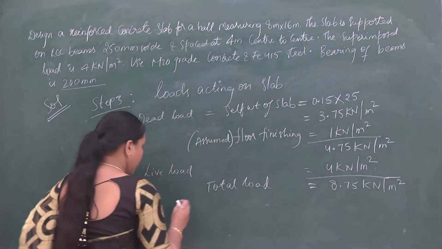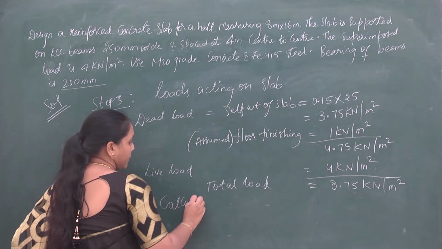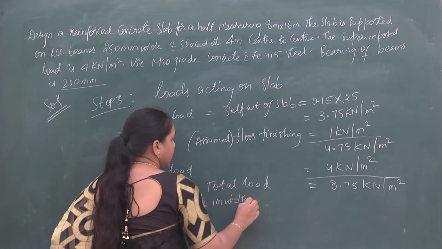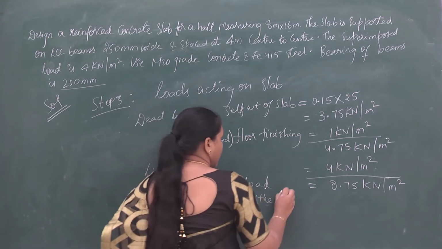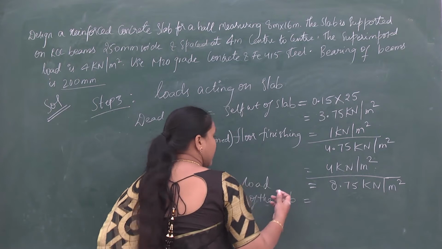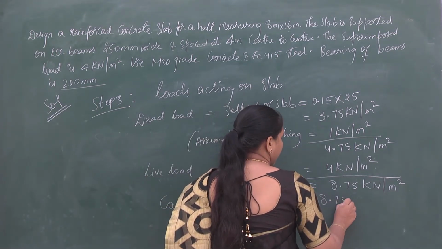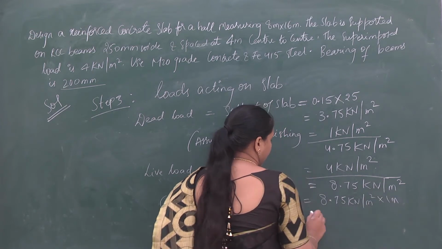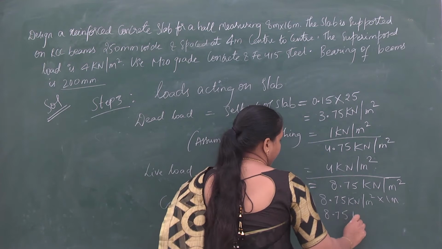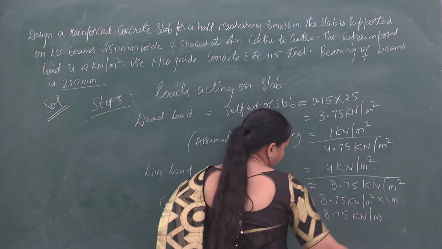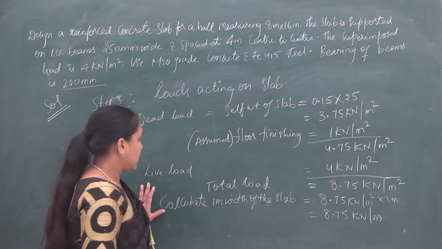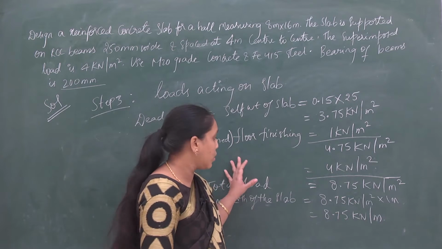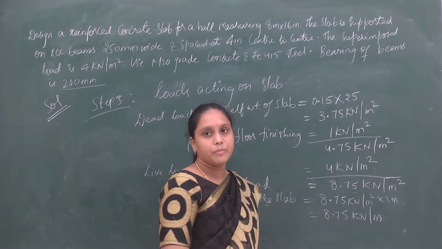Now what we have to calculate for 1 meter width of the slab. So for 1 meter width of the slab, what will be my total load? It is 8.75 kilonewton per meter square into 1 meter, which will give you 8.75 kilonewton per meter. So the total load, that is just the total load, is 8.75 kilonewton per meter.